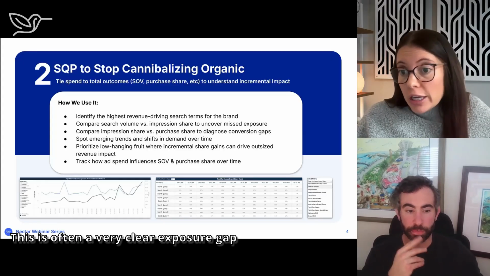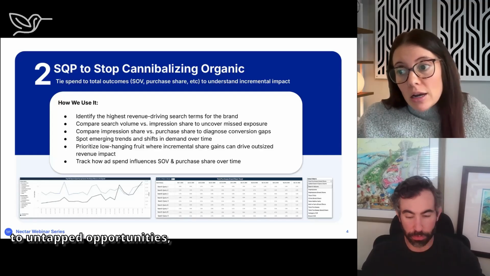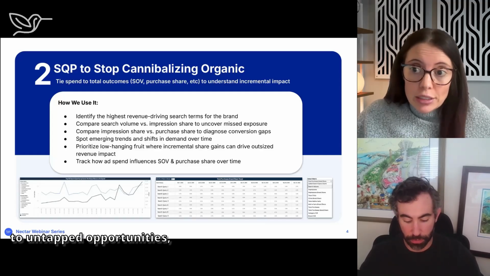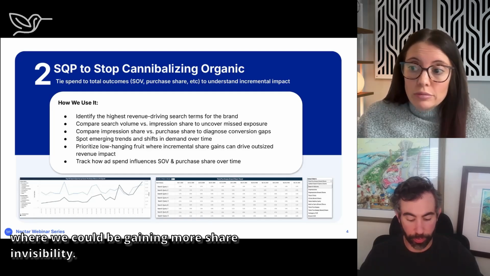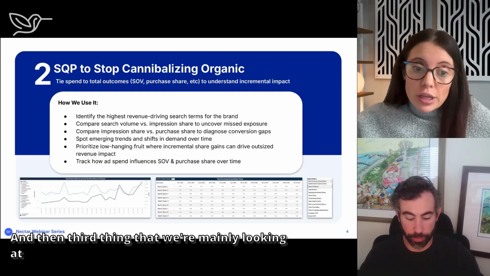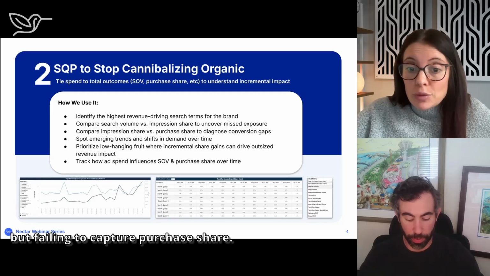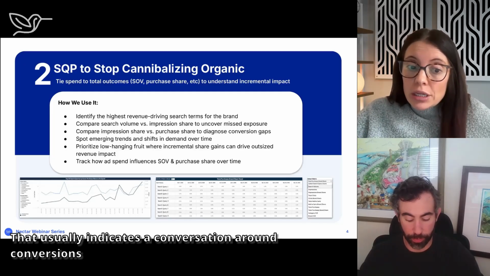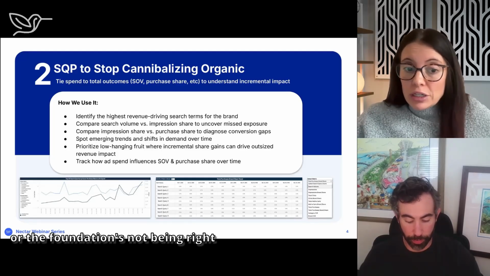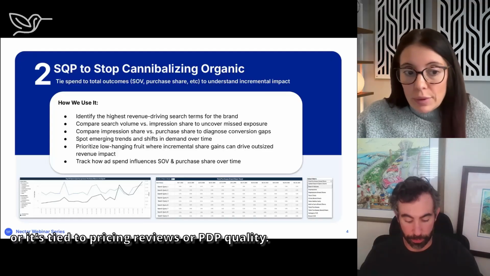This is often a very clear exposure gap, and it identifies where we could be leaning in to untapped opportunities where we could be gaining more share and visibility. And the third thing that we're mainly looking at is where are we getting impressions, but failing to capture purchase share. That usually indicates a conversation around conversions or the foundations not being right, or it's tied to pricing, reviews, or PDP quality.